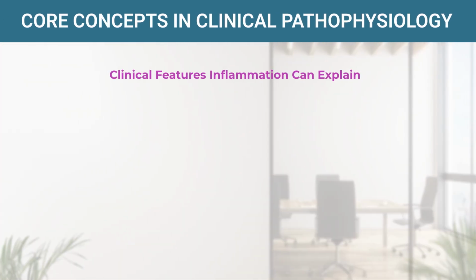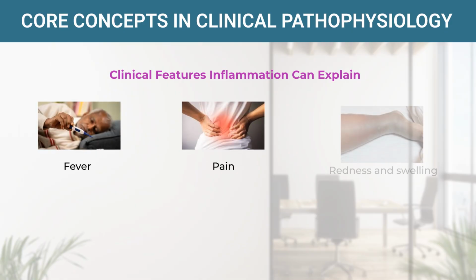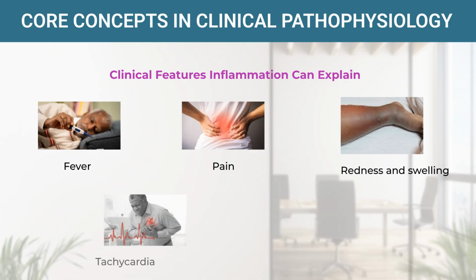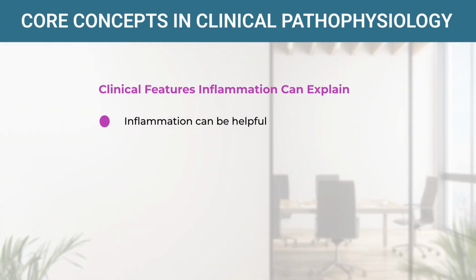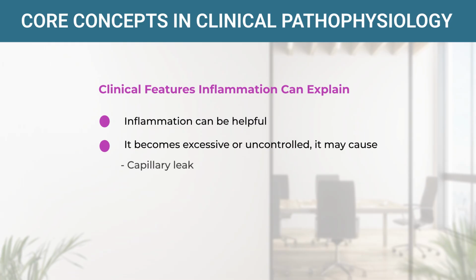Clinical features inflammation can explain are fever, pain, redness and swelling, elevated heart rate, also known as tachycardia, fatigue and malaise. Inflammation can be helpful, but if it becomes excessive or uncontrolled, it may cause capillary leak, hypotension, and organ dysfunction, so clinicians must recognize when inflammation is becoming systemic.